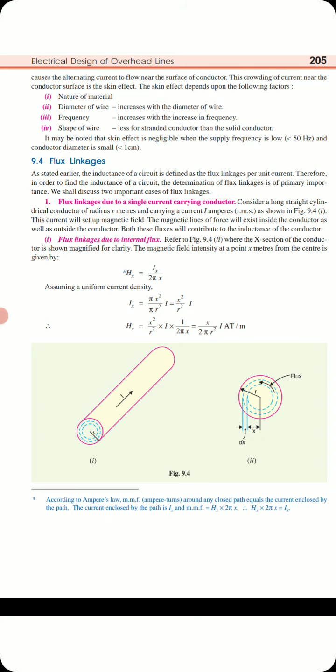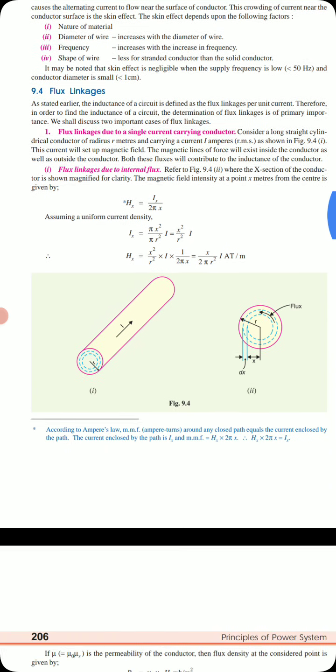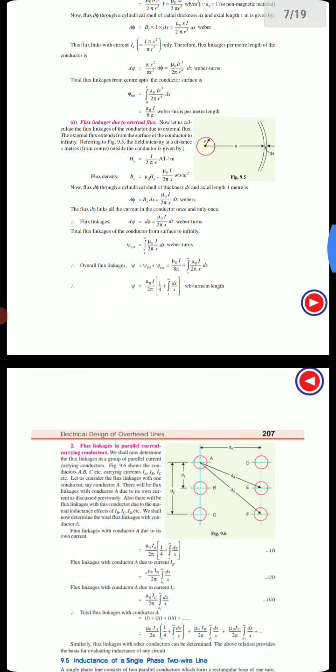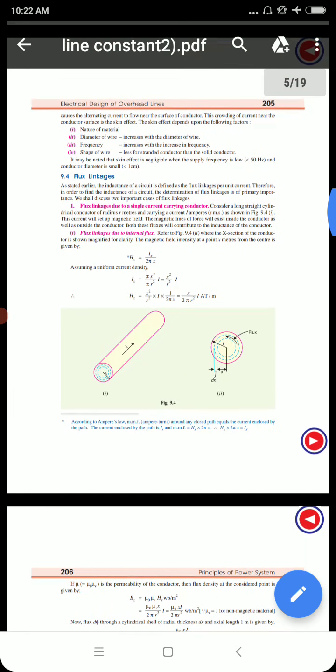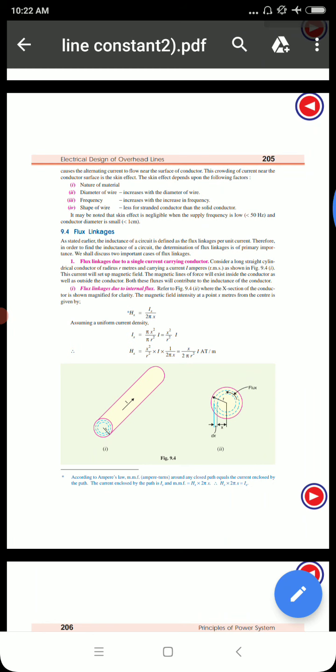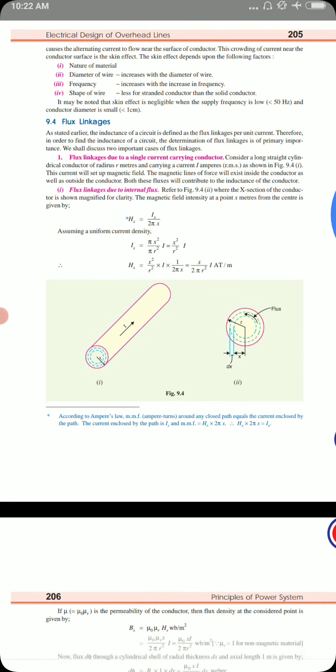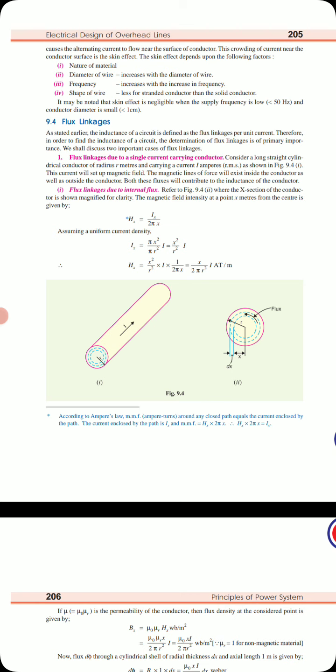The first one is the flux linkages due to a single current carrying conductor, and next is the flux linkages in parallel current carrying conductors. So first we will see the flux linkages in a single current carrying conductor. Consider a long straight cylindrical conductor with radius r meters and carrying a current of I amperes, RMS value, shown in figure 9.4. You can see the figure: one cylindrical conductor is carrying a current I with its radius r.